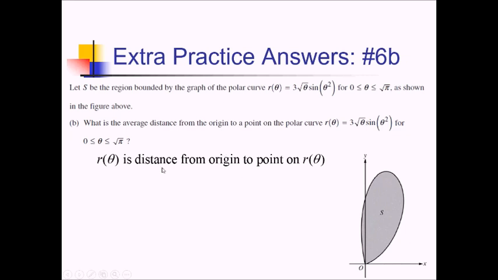So, using my average value setup, I just have 1 over the interval length, so 1 over radical pi minus 0, times the integral from 0 to radical pi of the thing we're trying to average, which is just this r of theta. So we'll put r of theta d theta. And they already spelled out what it was, so I don't have to rewrite it. So now I can just take this integral and call it a day on this one.